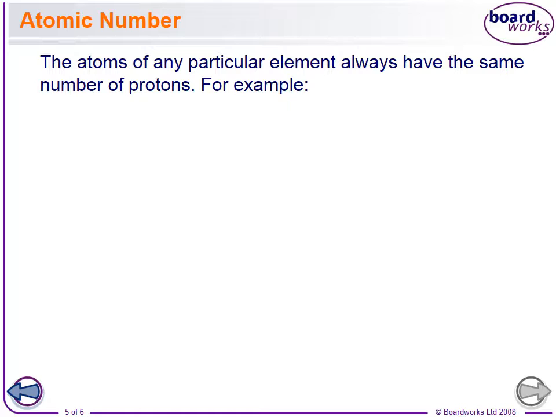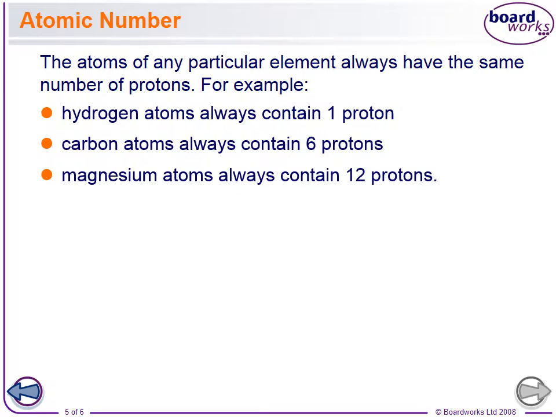Okay, so now there are some things to look at with the periodic table, and we are going to do a cycle-long study of the periodic table, and it starts with atomic number. The atoms of any element always have the same number of protons. For example, hydrogen atoms always have 1 proton. Carbon atoms always have 6 protons. Magnesium atoms always have 12 protons.